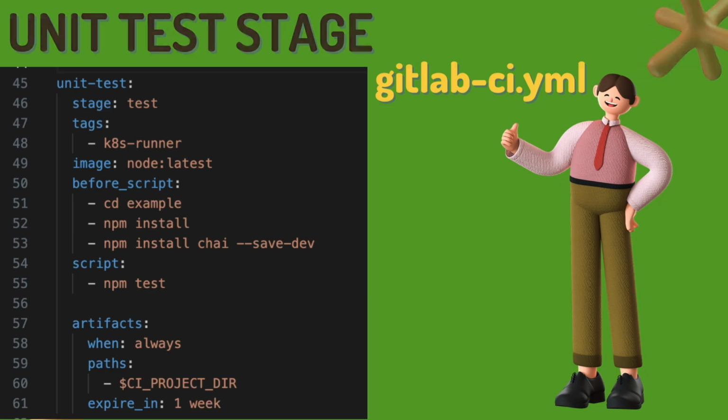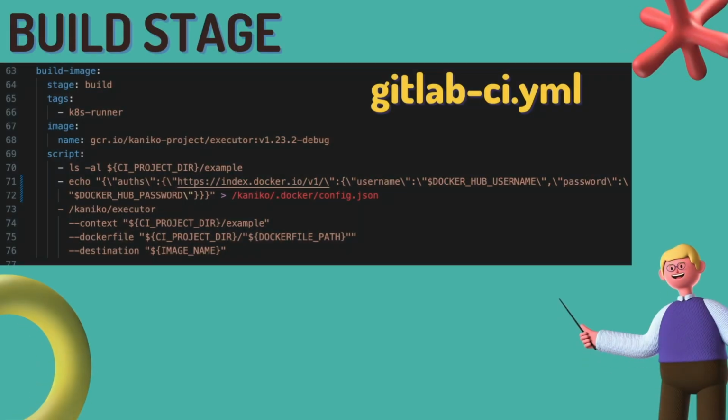In this section, we define the build image job, which is part of the build stage of our CI pipeline. Like the previous job, it is also tagged with our KAS runner, indicating it will execute on the Kubernetes runner. We use the Kaniko executor image, specifically from the gcr.io/kaniko-project/executor, version 1.23.2-debug. The script section consists of two main commands.